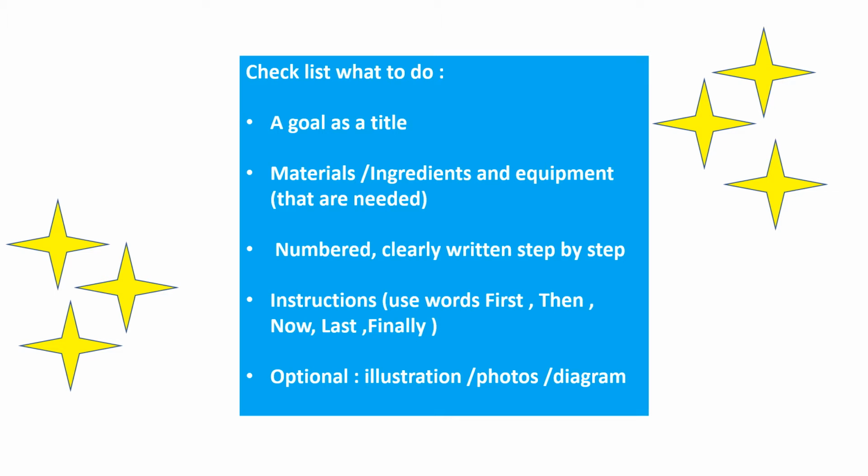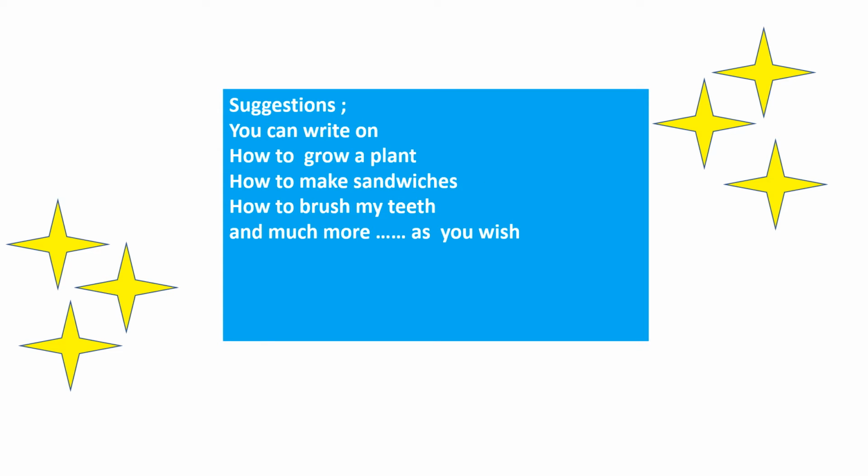My dear students, when we are talking about procedure writing, what things do we have to do? A goal as a title; materials, ingredients and equipment that are needed; numbered, clearly written step-by-step instructions, using words like first, then, now, last, finally. Optional: illustrations, photos, diagrams.